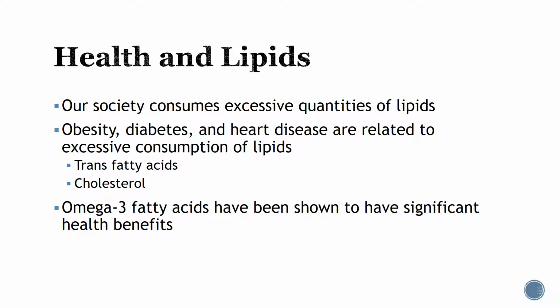So health and lipids. We consume a lot of quantities of lipids. We've talked about in these last couple chapters how obesity and malnutrition, undernutrition are going to be factors in different types of things like heart disease and diabetes, which is a big one, because we're digesting all of these lipids that then turn into trans fatty acids and then the bad cholesterol.